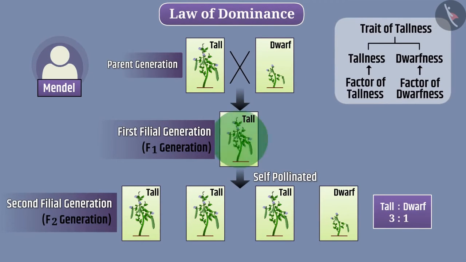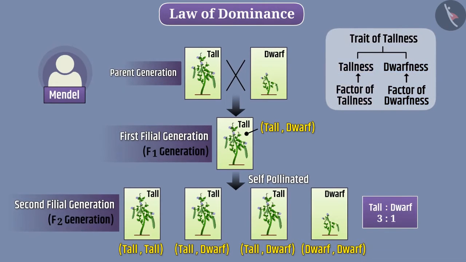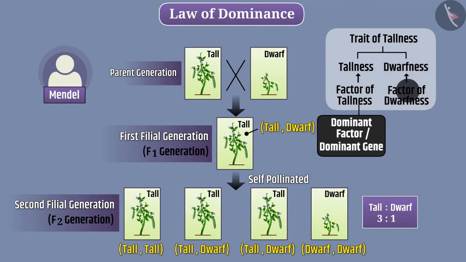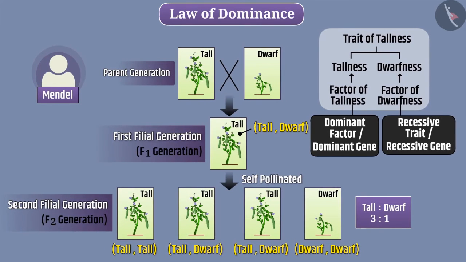In every individual, the characters are controlled by factors. During sexual reproduction, factors are found in pairs. These pairs of factors are called alleles. An allele pair of factors may be similar or different. If in the pair the two alleles are different, then only one of the factors is allowed to get expressed. The factor that gets expressed is called the dominant factor or dominant gene, while the factor that remains idle is called the recessive factor or recessive gene.